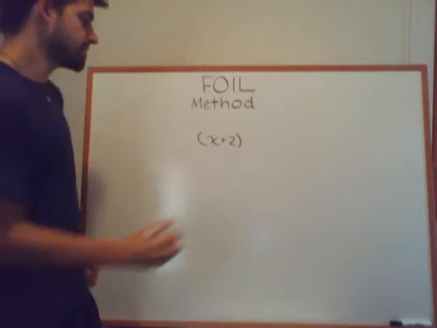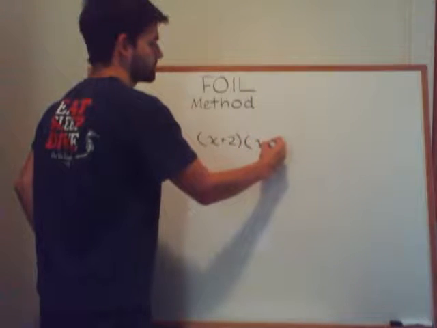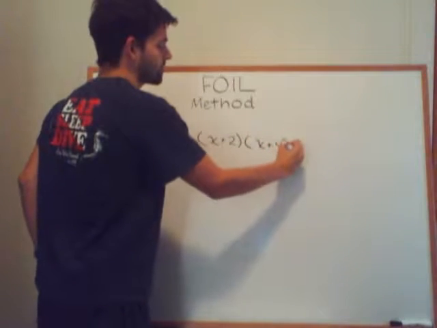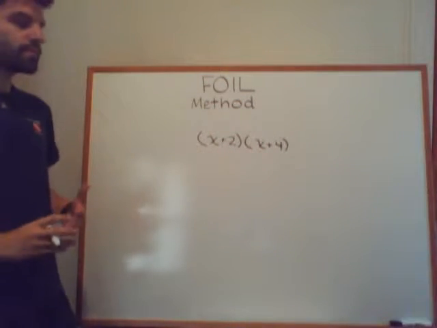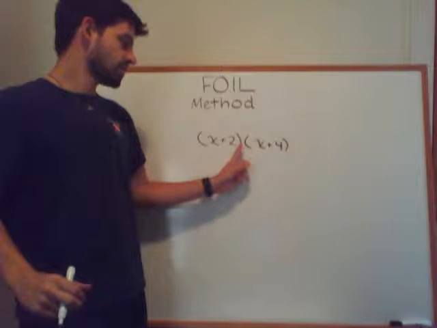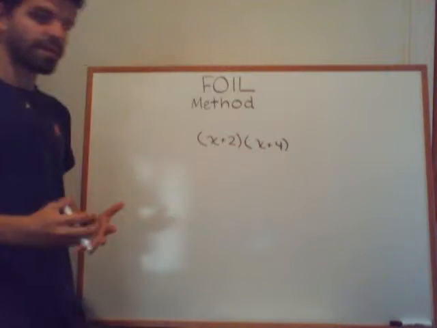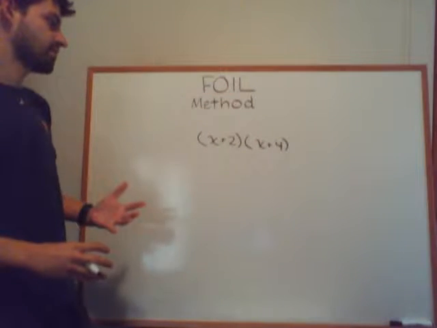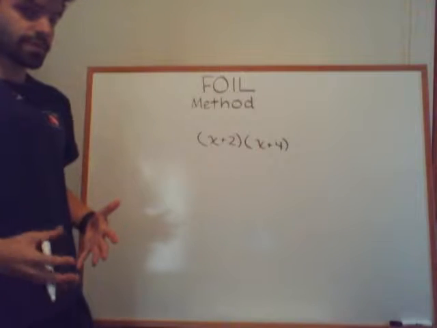However, if I had something directly next to it but within parentheses, like x plus 4, I'm going to be multiplying and expanding these two binomial expressions. Now I know I'm going to be multiplying because there's no plus or subtraction sign that separates them, making them two separated binomial terms. So I'm going to be expanding this. There's two ways that you can definitely do this.